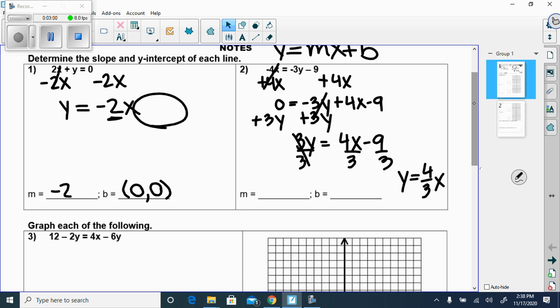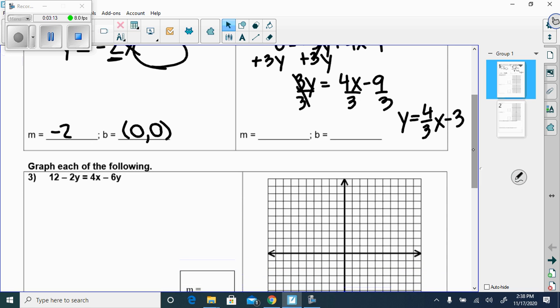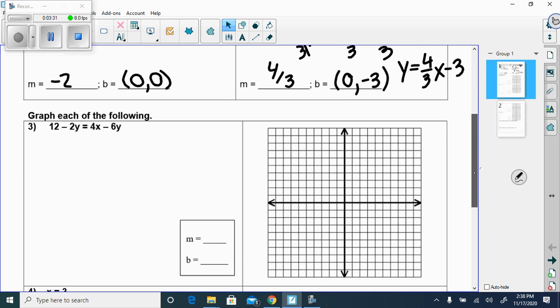And what's negative 9 divided by 3? 3. Negative 3. Negative 3. Very good. Okay, so which part is my m? The 4 over 3. Good. And which part is my b? The negative 3. Okay, so how would I write that as a coordinate form? 0, negative 3. Very good. All right. Okay, so those are my solutions.